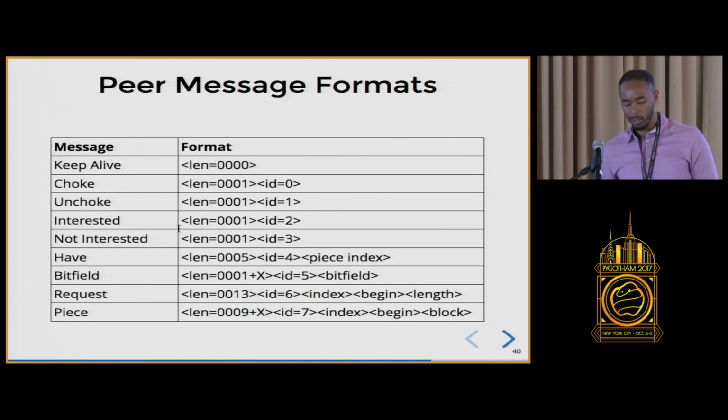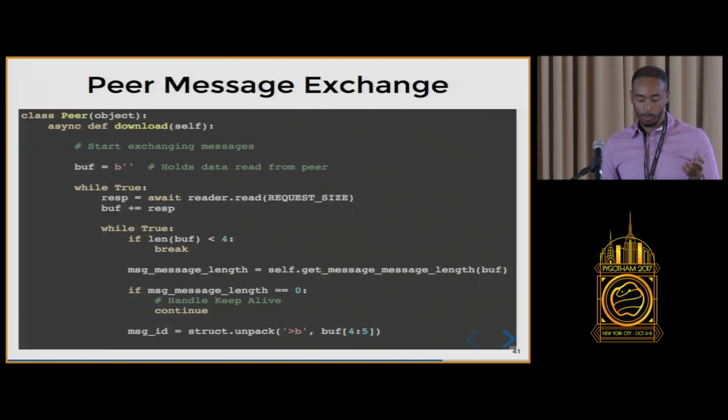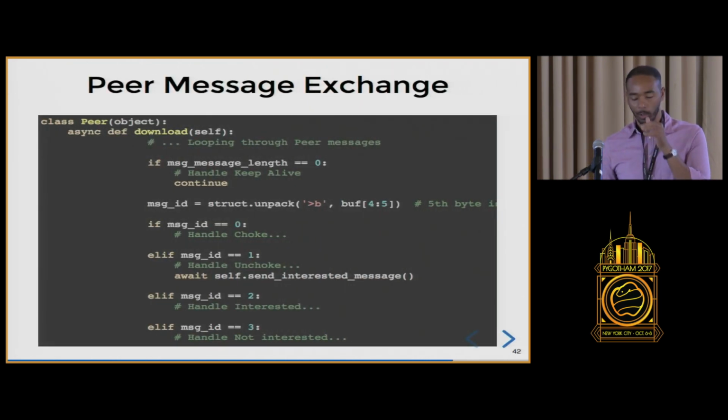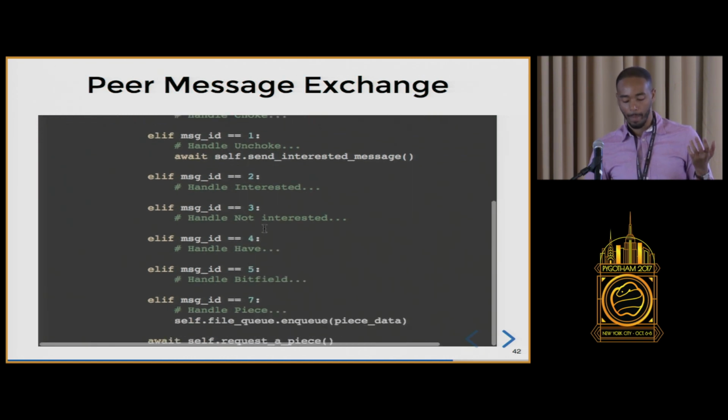And one thing to note is that the bitfield and piece messages can vary depending on how big the file we're trying to download is and how it's broken up. So we'll just create this while loop inside our download coroutine, and it will say, keep reading from the buffer, get the first set of items in the buffer to find out how long the message length is, and then get the message ID, which is like the 5th byte. And then we just write this long if statement of if you get a message ID for this message, do this. If you get a message for that message, do that. And so you just handle all the different messages that you can possibly get.